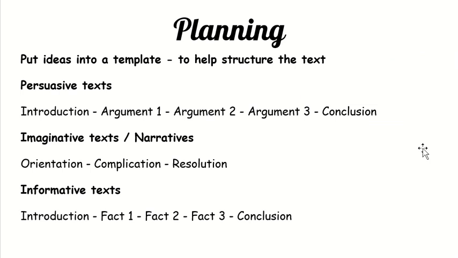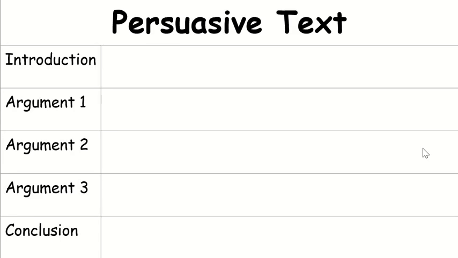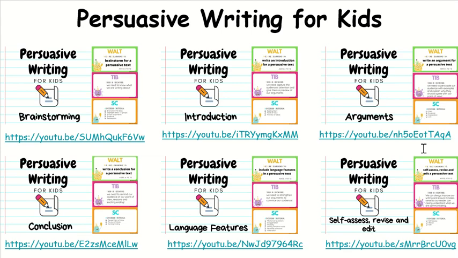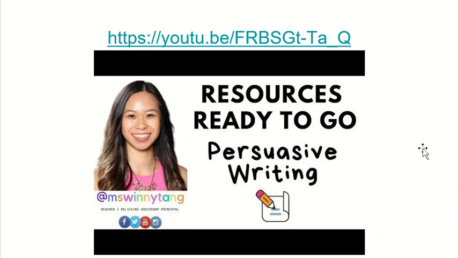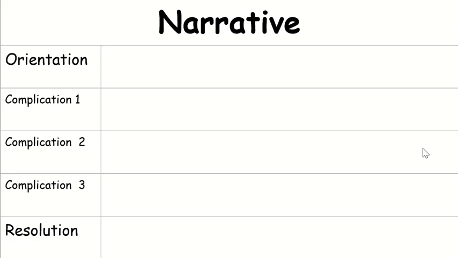So for example, they're putting their different ideas into the introduction, the arguments and the conclusion, or if it's a narrative, then they're putting it into the orientation, the complication, the resolution, etc. And it might be like a template that looks like this for persuasive writing. I do have videos on that if you would like to use them, and also resources for teachers especially.